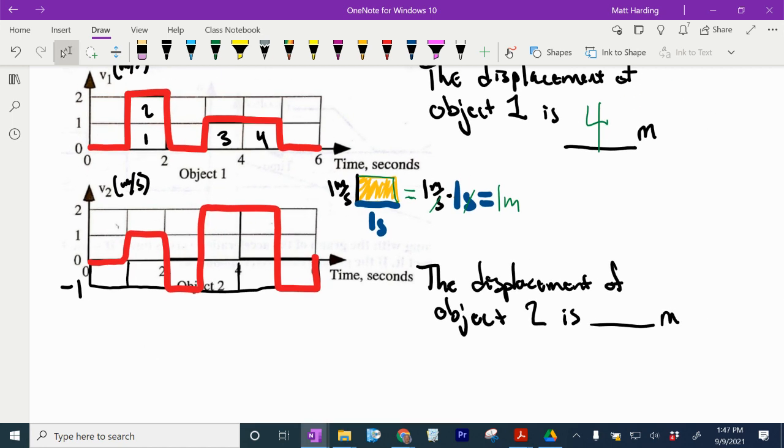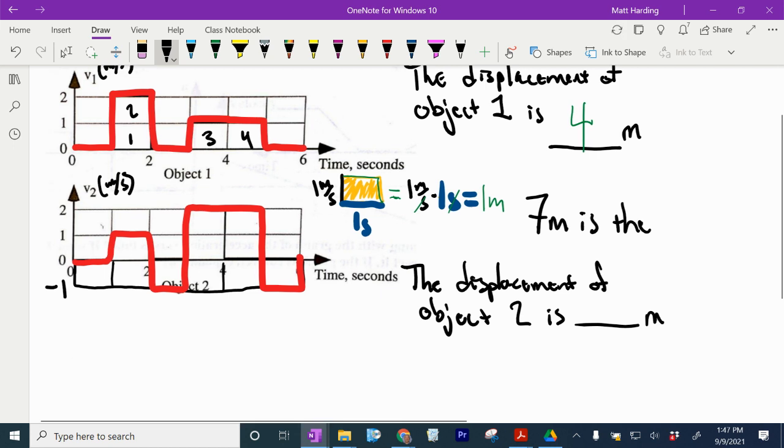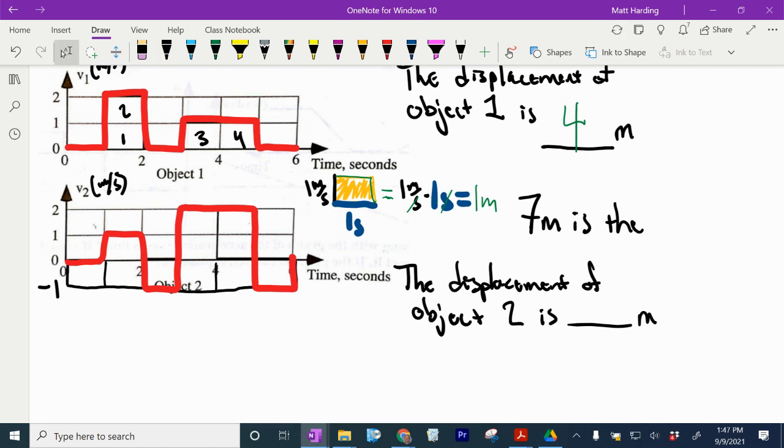Those are both answers, but they are answers to different questions. Okay? What is 7 meters to this? Because that is the correct answer, but what is that the correct answer to? 7 meters is the what? Run that by your neighbor.